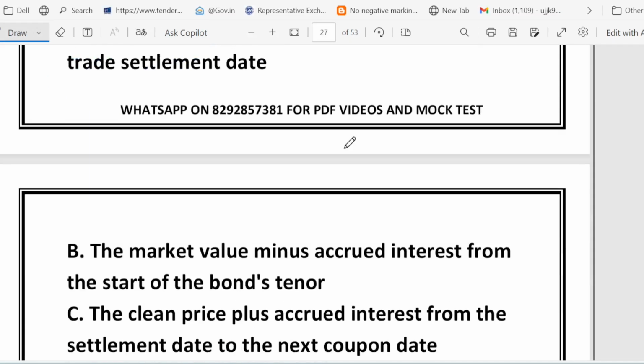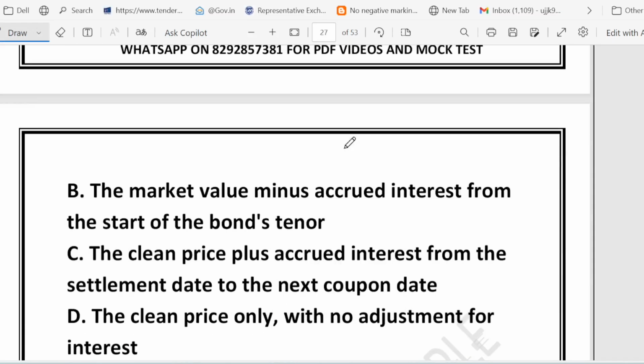What about option B? The market value minus accrued interest from the start of the bond tenure. See, option number B is incorrect because we never calculate interest from the start of the bond. Only from the last coupon date we calculate, right? So remember, we never calculate interest from the start of the bond. The start of the tenure could be a year back, which makes no sense for current pricing.